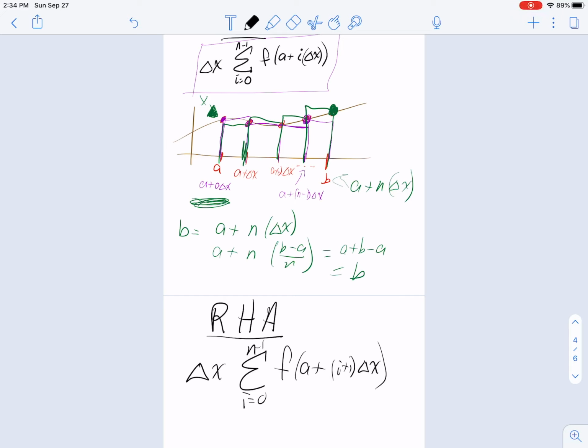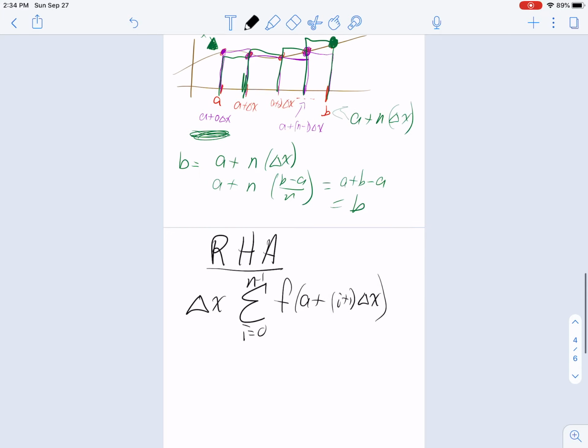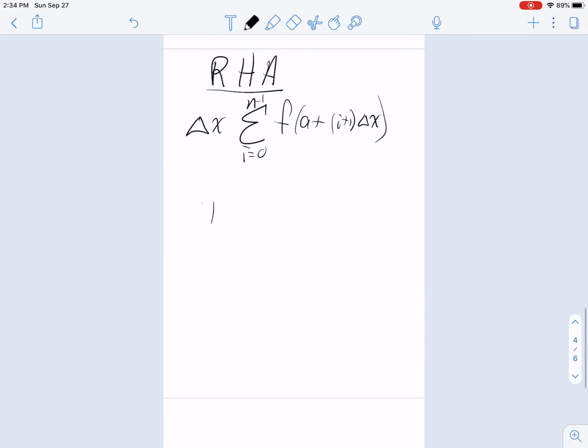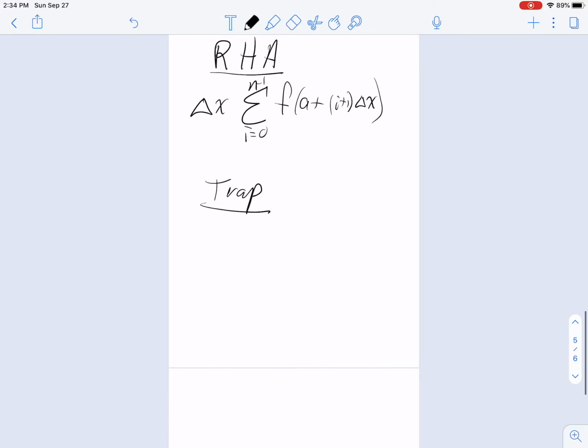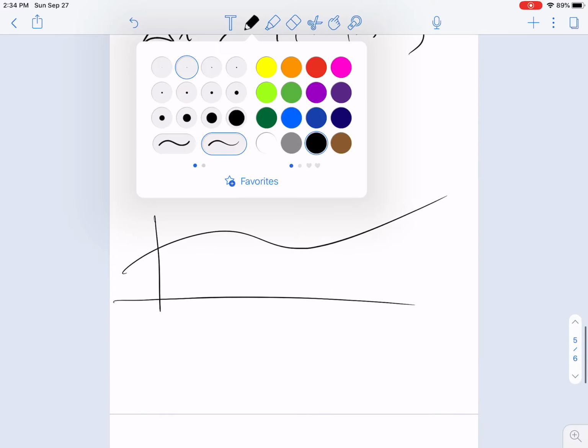So now what do we have left? We have midpoints and we have trapezoids. So let's do trapezoid first, because trapezoid's actually one of the easier ones. Okay, and I'll sketch my picture again. All right, and we're going from A to B.